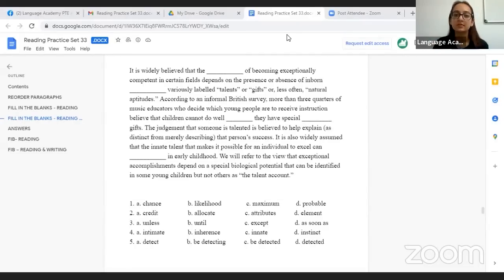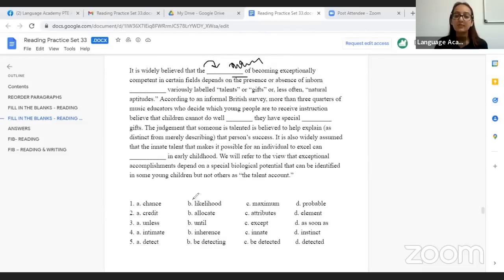Okay, let's begin. This says it is widely believed that the dash of becoming exceptionally competent in certain fields depends on the presence or absence of inborn dash. So when we have a blank after the "or" and a blank before "of", we put a noun in that case. So it is believed that the dash of becoming exceptionally good in certain fields.